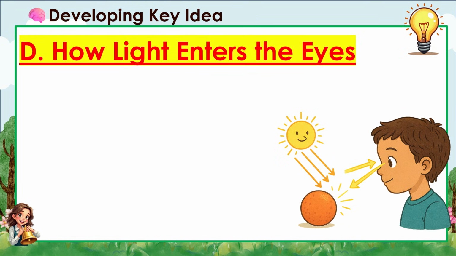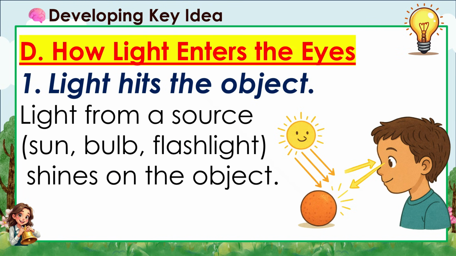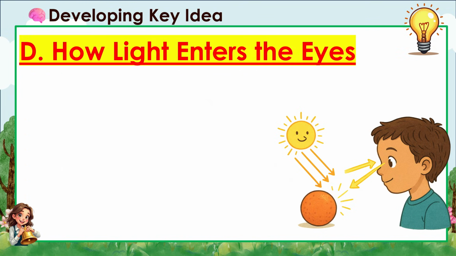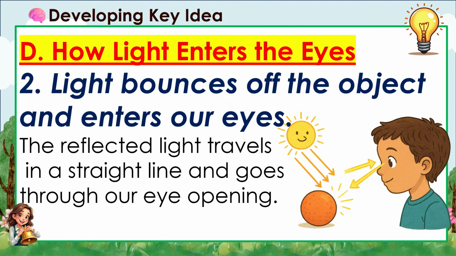D. How light enters the eyes. So 1. Light hits the object. Light from a source, it could be the sun, a bulb, or a flashlight, shines on the object. 2. Light bounces off the object and enters our eyes. The reflected light travels in a straight line and goes through our eye opening.